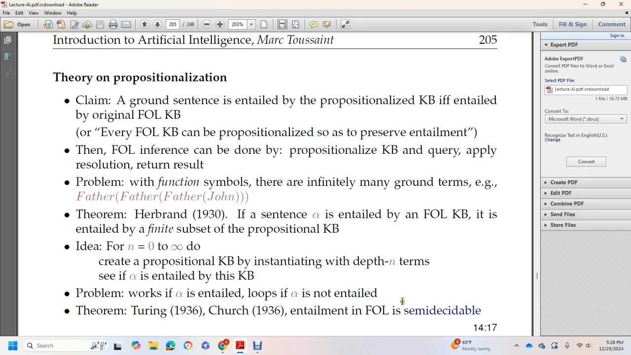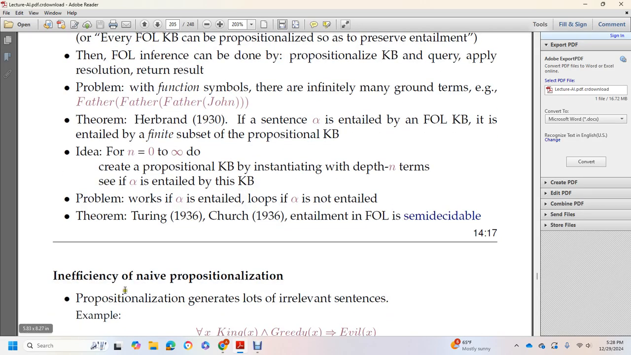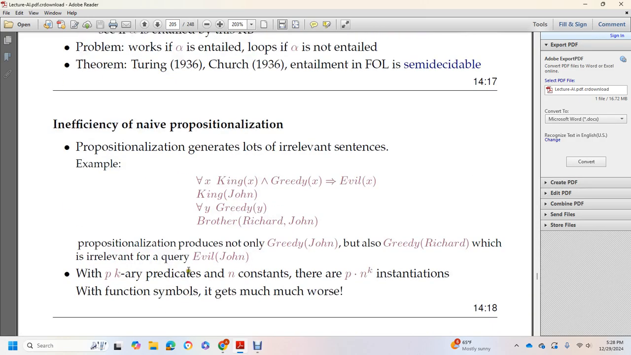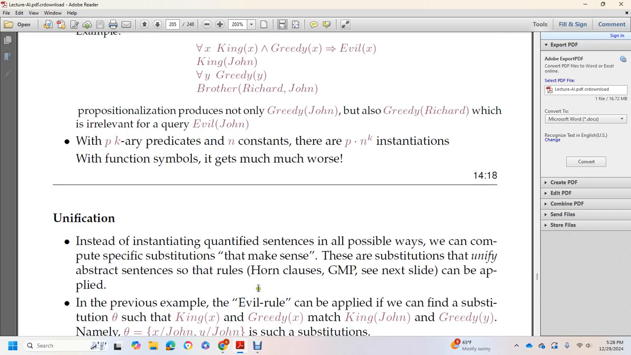First order logic is semi-decidable. Inefficiency: naive propositionalization generates lots of irrelevant sentences. It produces propositions that are irrelevant to the query. With P k-ary predicates and n constants there are P times n to the k instantiations, and with function symbols it gets much worse.